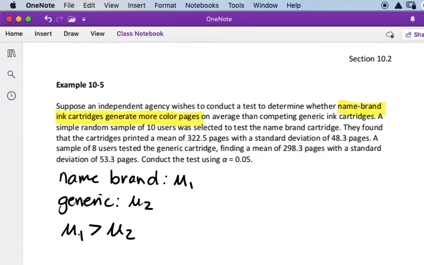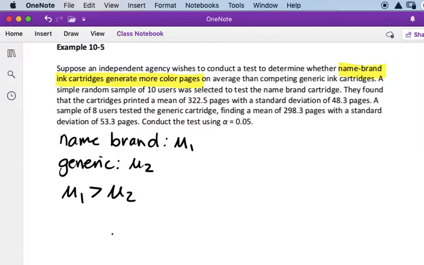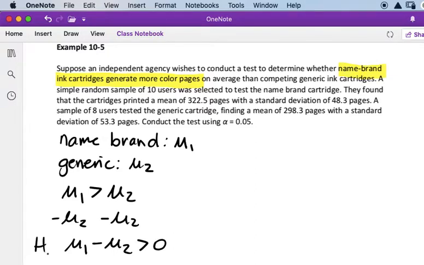Because I'm claiming that the name brand is generating more pages than the generic. So to rewrite this in terms of getting the two mu's on the same side, I'm going to subtract mu2 from both sides, and that gives me mu1 minus mu2 greater than 0. And so this is my alternative hypothesis.